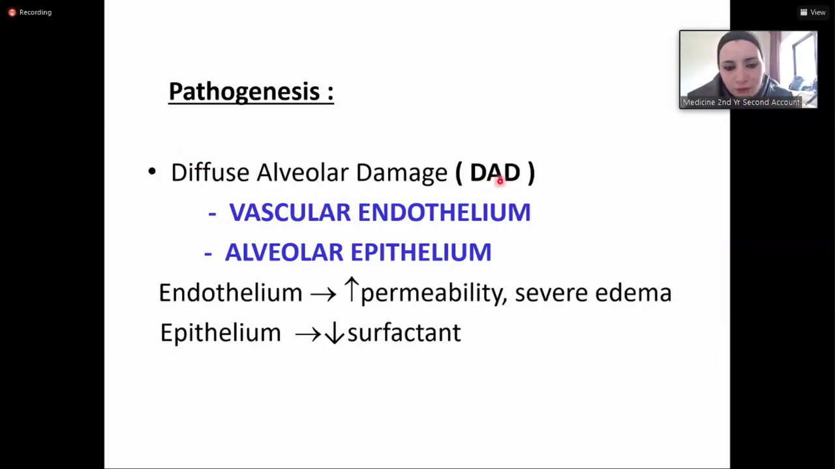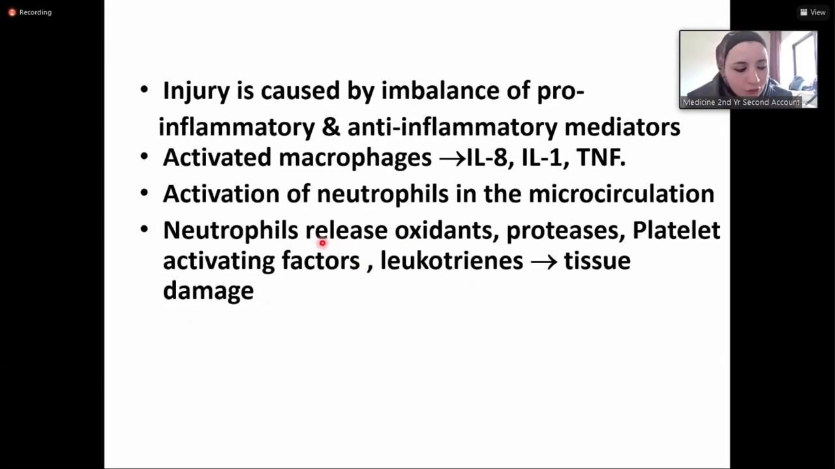Pathogenesis: there will be involvement of vascular endothelial cells and alveolar epithelial cells, mainly type 1 pneumocytes. Endothelial injury leads to increased permeability and severe edema. The epithelium shows a decrease in the surfactant. As we said, injury is mainly due to imbalance of pro-inflammatory and anti-inflammatory mediators. Macrophages release interleukin 8, interleukin 1, tumor necrosis factor alpha. Activation of neutrophils releases oxidants, proteases, platelet activating factors, and leukotrienes, which also lead to tissue damage.